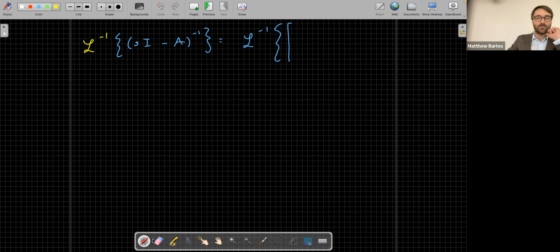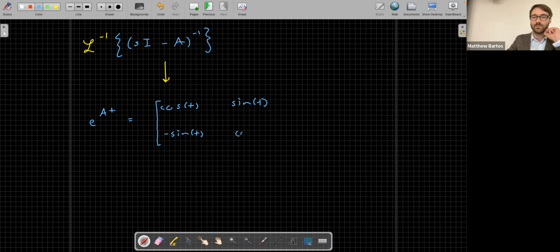Okay, so we take the inverse Laplace transform. What we'll end up with is that the matrix exponential e to the At is equal to cosine of t, sine of t, negative sine of t, cosine of t.